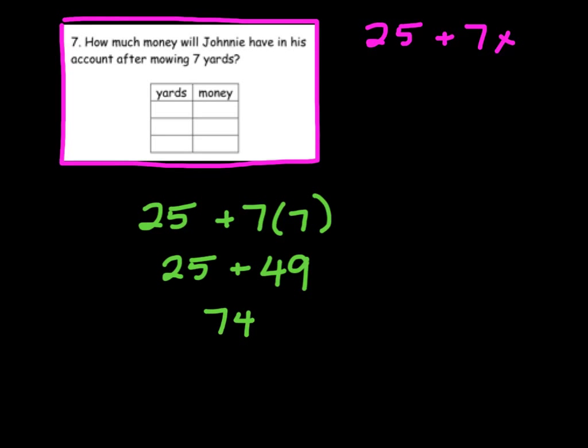Now, I'm going to represent that in the table, and I'm going to put that 7 and 74 in the center. I'm also going to look at what happens if I mow 6 yards or 8 yards, so on either side of mowing 7 yards. So if he mows 6 yards, he's going to have $67. And if he mows 8 yards, he's going to have $81. So what we want to answer here is a statement. After mowing 7 yards, so that means 7 or more, how much money is he going to have?